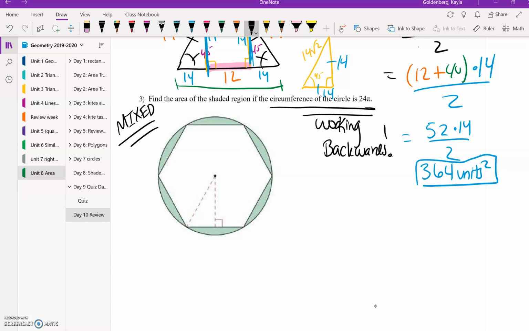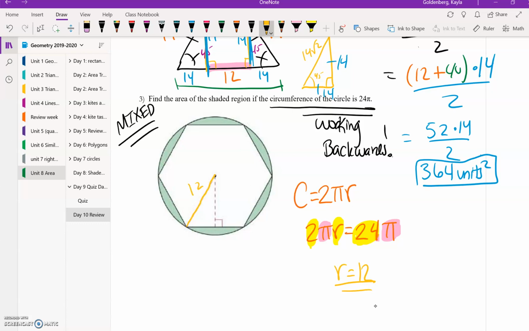So let's see. If that's the circumference of the circle, if we think about our circumference formula, that's 2 times pi times radius. Some of you might prefer pi times diameter. That's fine too. So if I know 2 times pi times radius is equal to 24 pi, right? That means the pi's match up. So that means that 2 times the radius is 24. So if 2 times the radius is 24, that means the radius has to be 12 long. So if I label that in the picture from the center to the edge, that's 12.